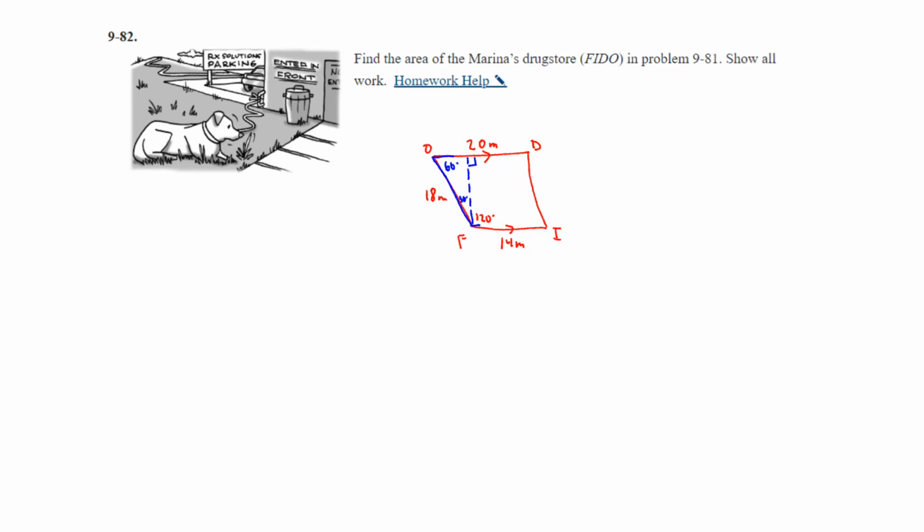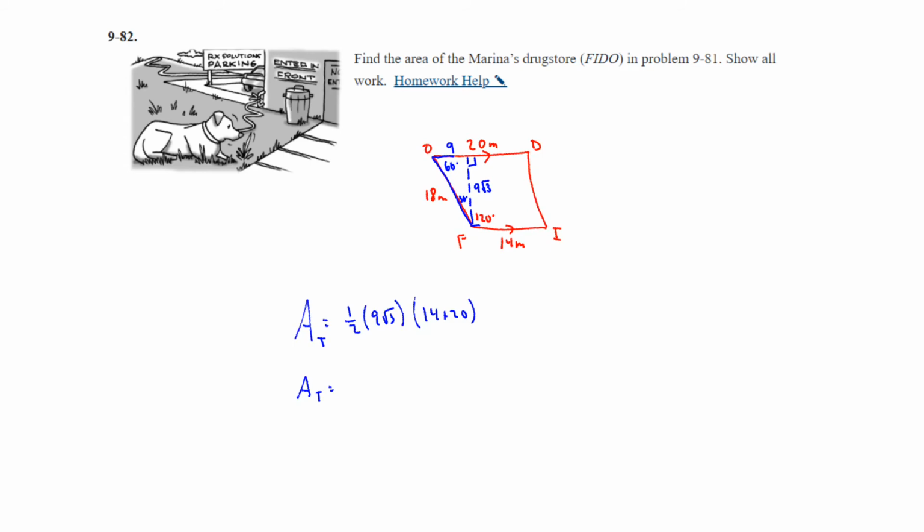We have the hypotenuse, so we know the short side is half of that, which would be 9. And then we know the height, or the long leg, is the square root of 3 times the short leg, so it'd be 9 square roots of 3. So the area for a trapezoid is 1/2 times the height, which is 9 square roots of 3, times the sum of the bases, which is 14 plus 20.